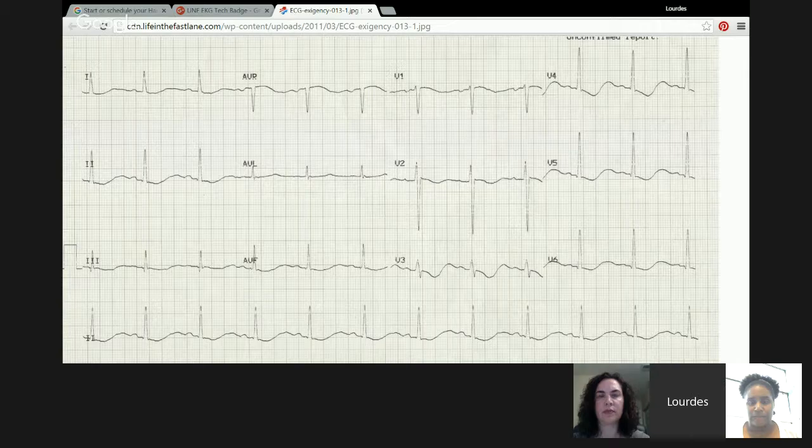V3 and V4 has some T-wave inversion going on, so some ischemia of the anterior wall. So I would say this is normal sinus rhythm with a rate of 70 with no axis deviation or left ventricular hypertrophy with ischemia in the anterior wall.